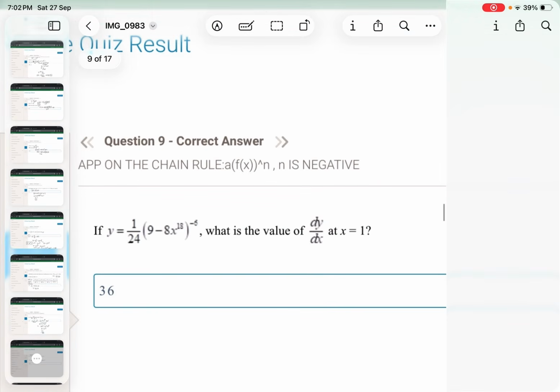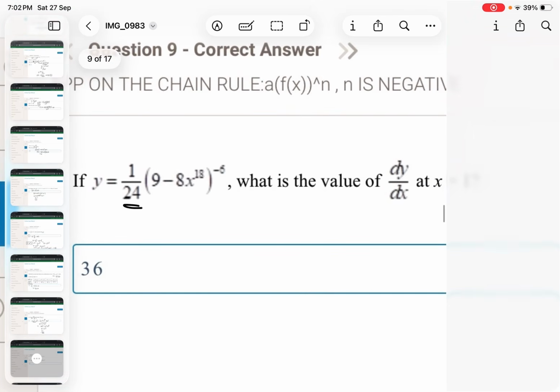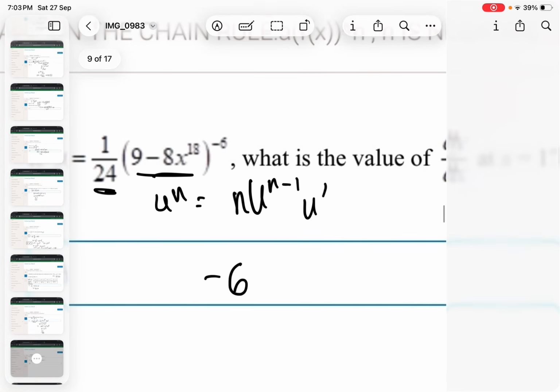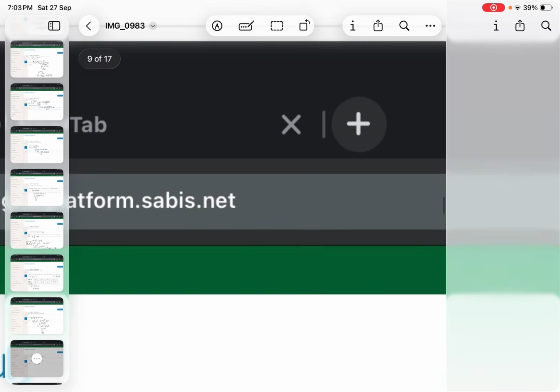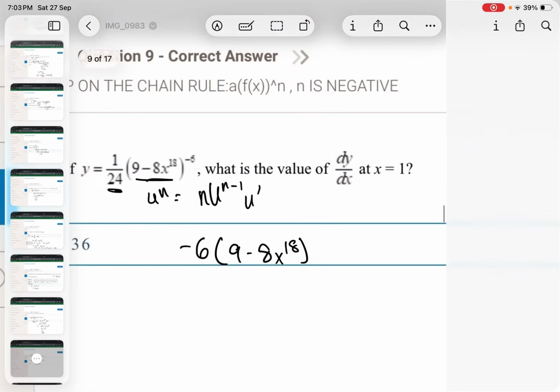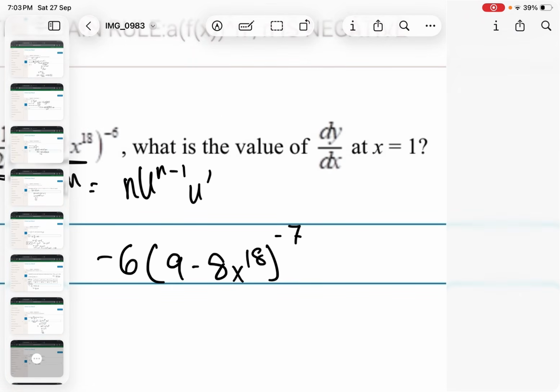Question 9 says y is equal to 1 over 24 times (9 minus 8x to the power of 18) to the power of negative 6. Here, same thing, leave the 1 over 24 alone and take this as u to the power of n, which is n times u to the power of n minus 1 times u prime. It's literally in every question, the same formula. So it will be minus 6 times u, which is 9 minus 8x to the power of 18, to the power of minus 6 minus 1, which is minus 7.